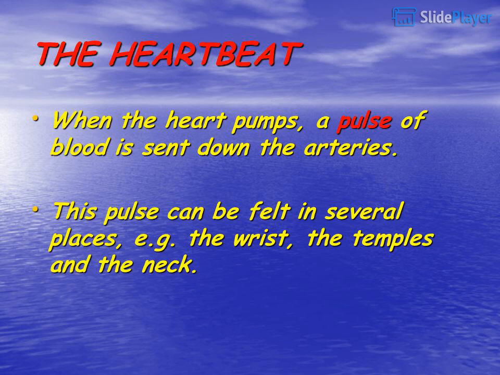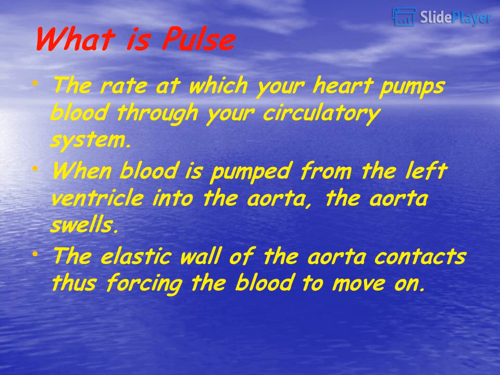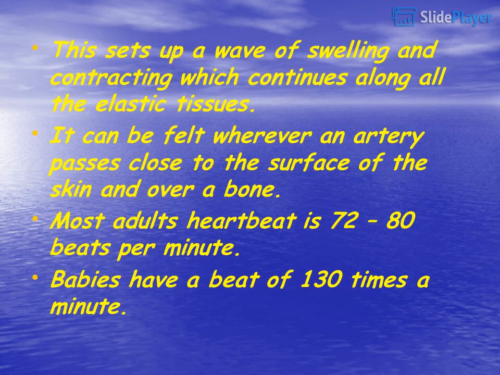The heartbeat. When the heart pumps, a pulse of blood is sent down the arteries. This pulse can be felt in several places, for example the wrist, the temples and the neck. What is pulse? The rate at which your heart pumps blood through your circulatory system. When blood is pumped from the left ventricle, the aorta swells. The elastic wall of the aorta contracts, thus forcing the blood to move on. This sets up a wave of swelling and contracting which continues along all the elastic tissues. It can be felt wherever an artery passes close to the surface of the skin and over a bone.